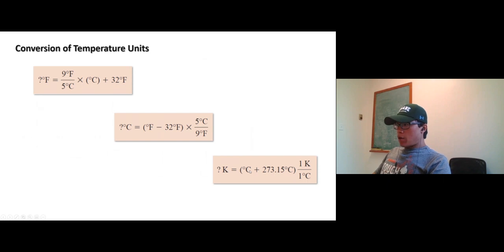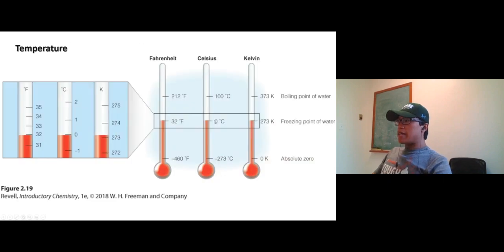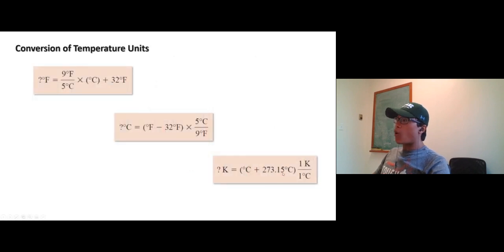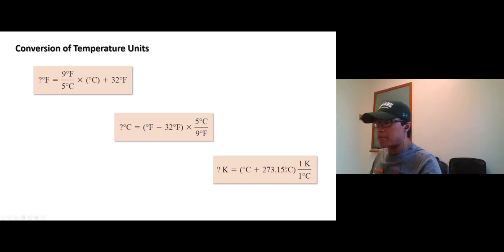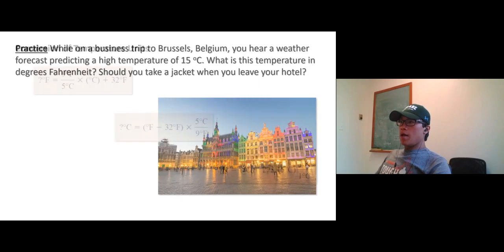If you still remember, go back right here. The difference between Celsius and Kelvin is 273 degrees apart. It's actually 273.15 degrees apart, but for our class, just use 273. That's enough. You don't need to use 0.15. Just keep things simple.